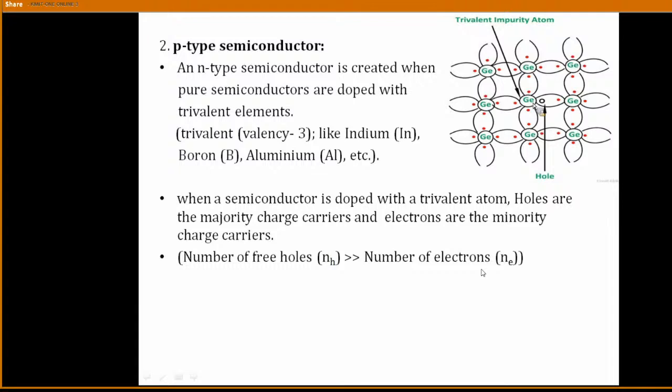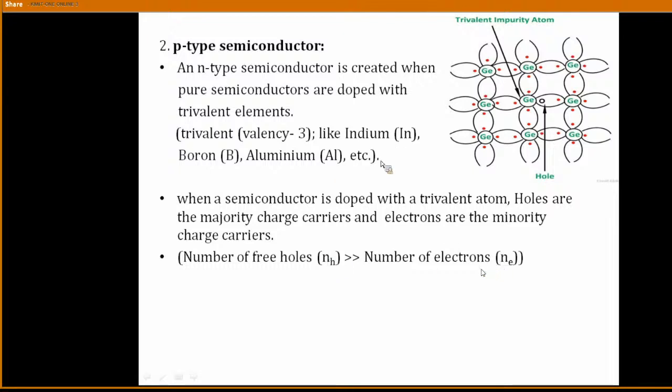Previously, in the intrinsic concentration, for example, 50 holes are there. Now with this excess one, 51 holes will be there. In this way, you can increase the positive charge carrier concentration. Now, in case of this P-type semiconductor, if you are doping with the trivalent impurities, what are the majority charge carriers? Holes are the majority charge carriers and the electrons are the minority charge carriers. That's why in case of P-type semiconductor, the number of holes will be very, very high compared to the number of electrons.